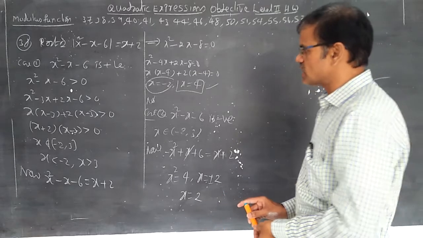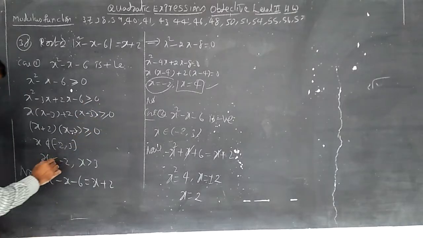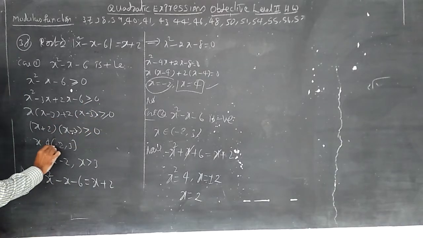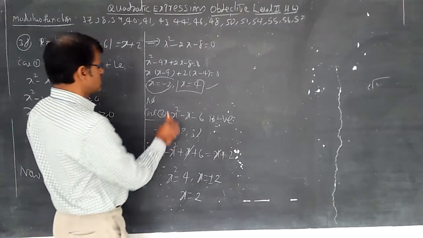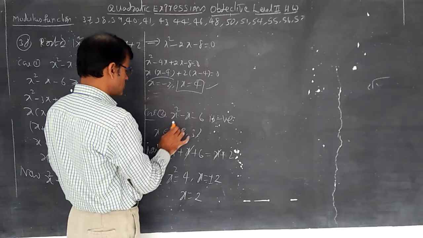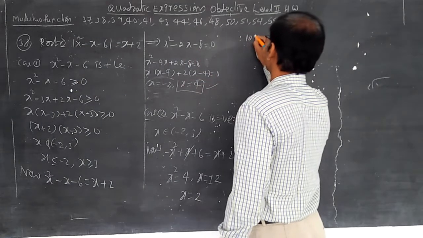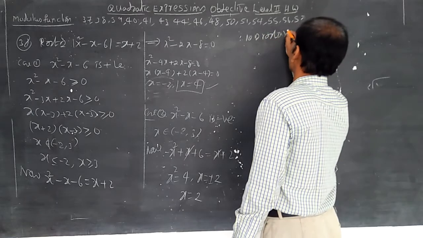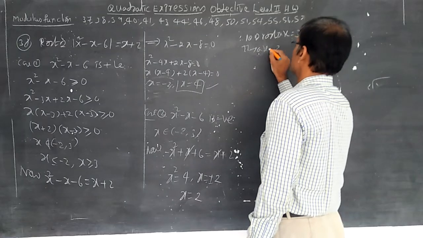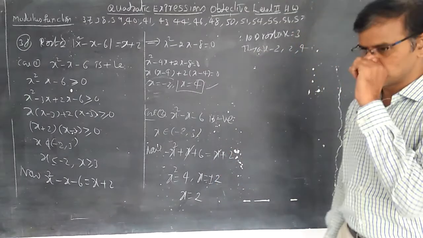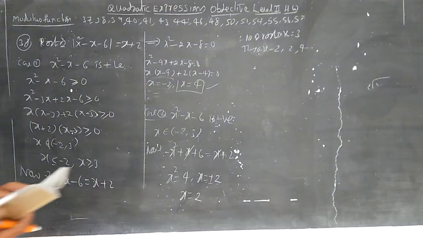Students, whenever you take the modulus as greater than or equal to 0, then minus 2 is also included. So here you can consider minus 2 also. So minus 2 and 4 from the first case, and here only 2. Therefore, the number of roots are 3. They are minus 2, 2, 4. That is the 38th question. Yes, it is the third option.